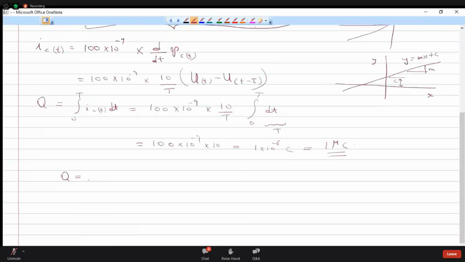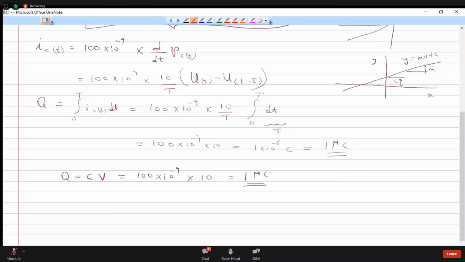So another equation we already know, q is equal to c into v. You can directly find out what is the charge. So c is equal to 100 nanofarad, 100 into 10 power minus 9, into v is 10 volt. So that is equal to 1 microcoulomb.